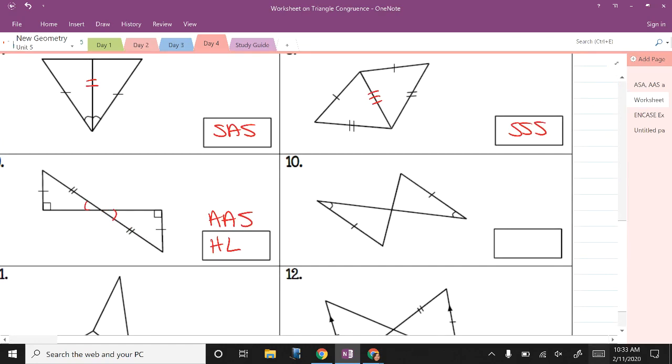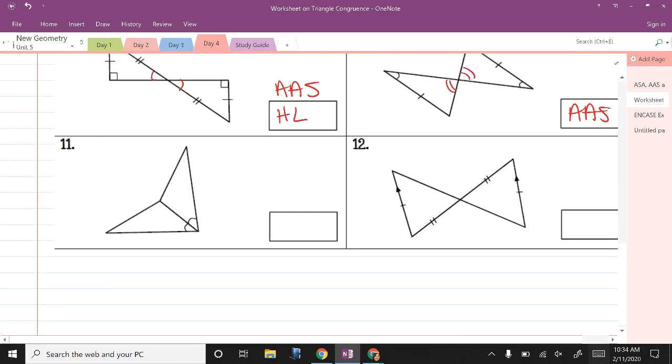Number 10, is there something congruent that is not marked? Vertical angles. Always look for those. So are these triangles congruent? By what reason? Angle, angle, side. Very good. I think that's all you could do on that one.